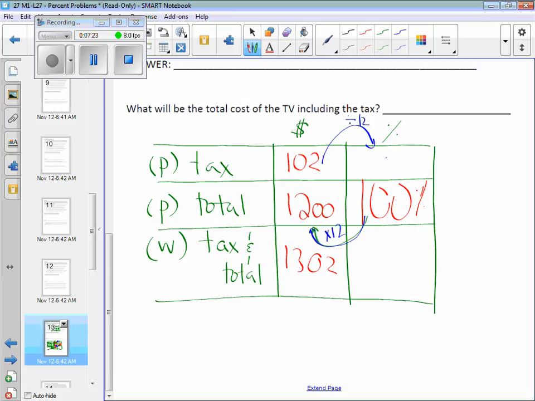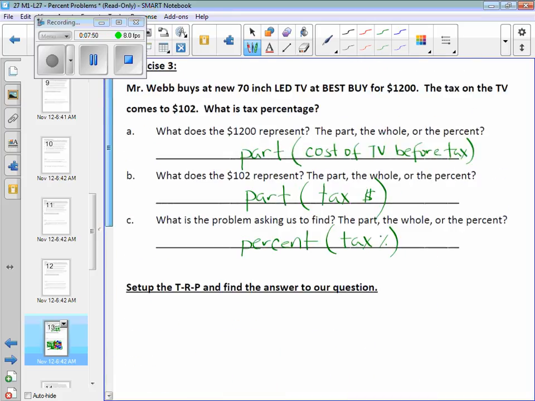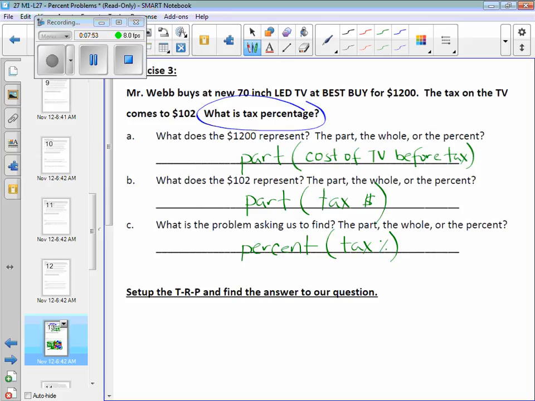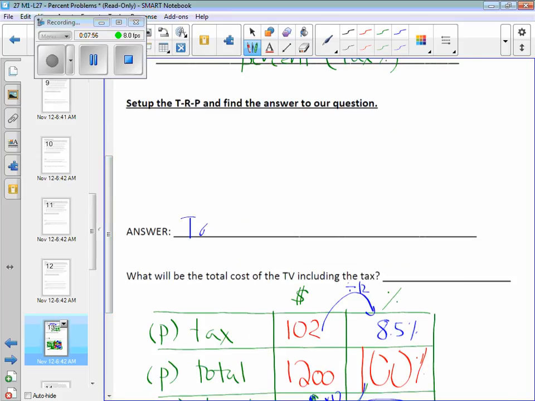What do you got? 8.5 is my tax rate percentage. Good job. It is, yeah. It makes it plausible. What goes here? Nick. 108.5, right. You now have everything that you need. What was the question asking? Go back. Tax rate percentage. Tax rate was what? 8.5%.